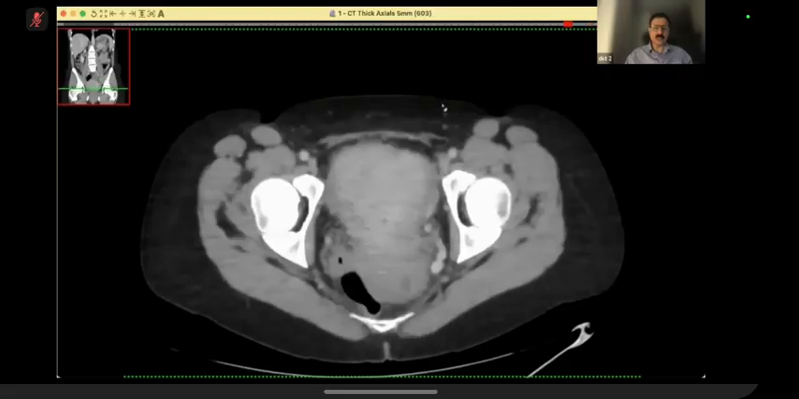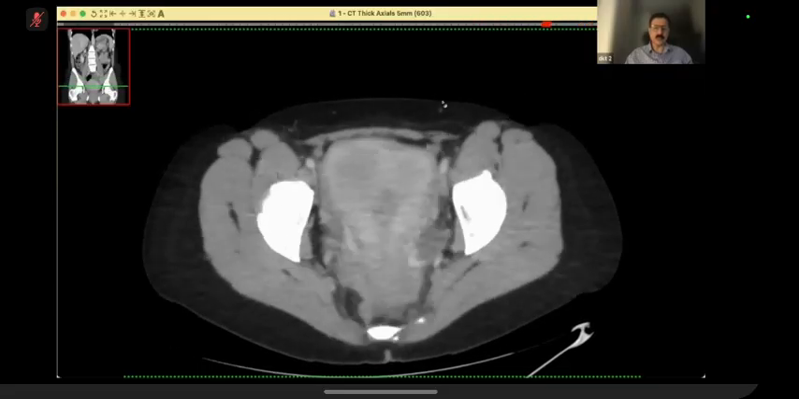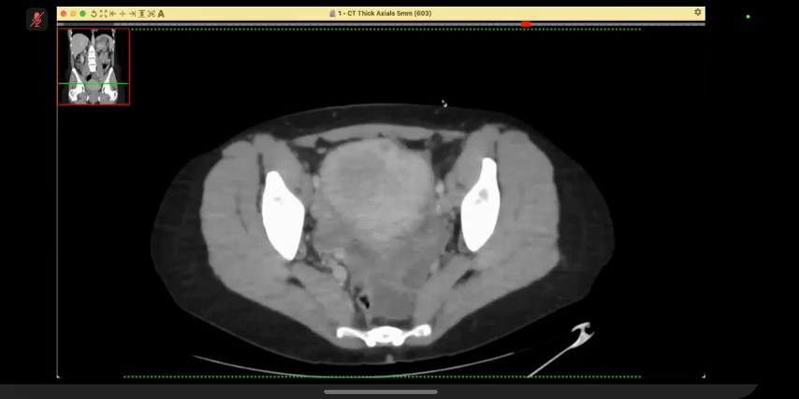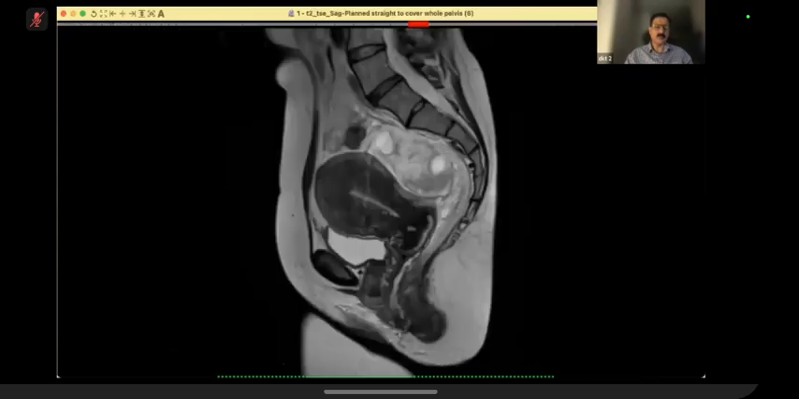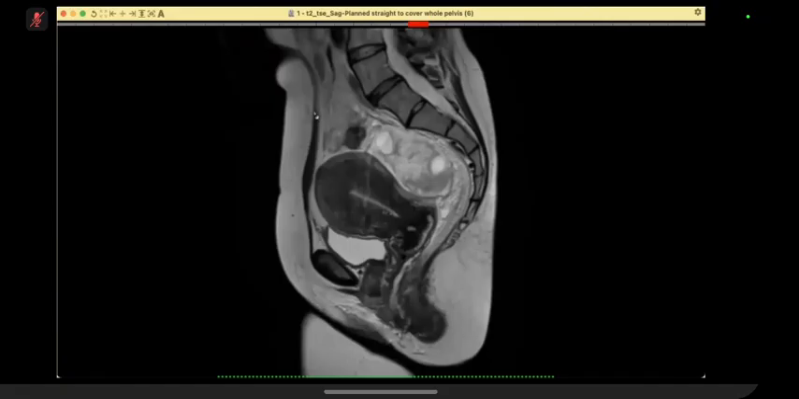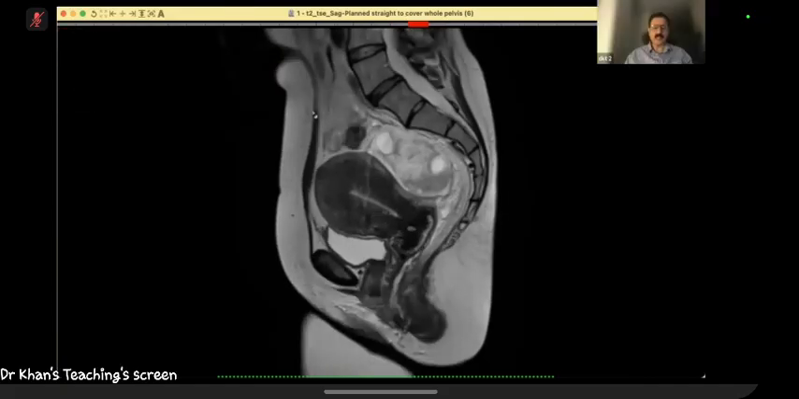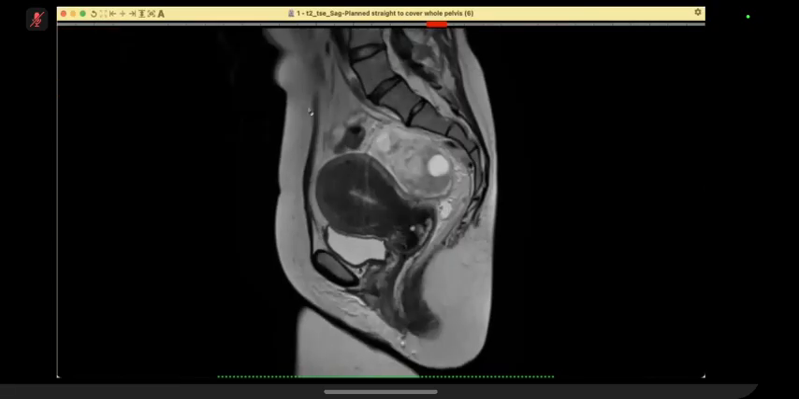What will you do next? I will do ultrasound or MR with contrast. Okay, just one second, please. So this is MR with contrast. Is it with contrast? No, this is T2. This is T2 MRI in sagittal plane.